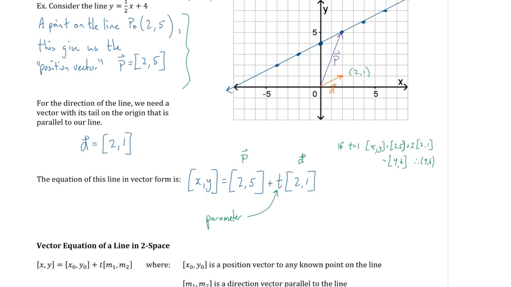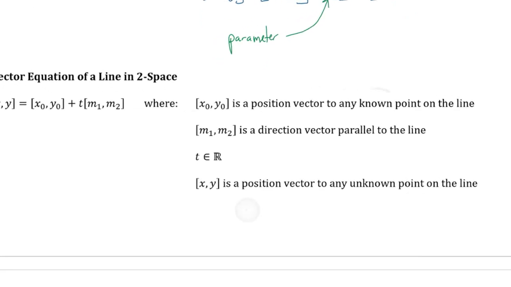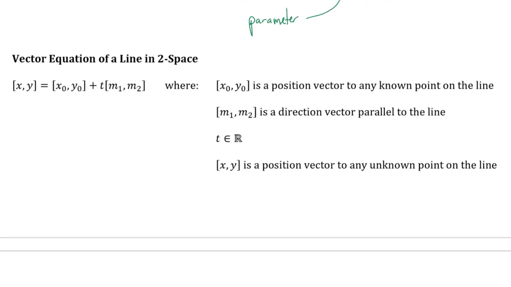I hope that makes sense. I hope we understand why. We're going to be using it a lot, so it is important that we understand it. This is just a restatement of what I've already been talking about. Okay, x naught, y naught is a position vector to any known point on the line. Now we see why that's important. M1, M2, or D1, D2 if you prefer, because we're talking about D, the direction vector, but obviously the variable you use there doesn't matter, is a direction vector that's parallel to the line.